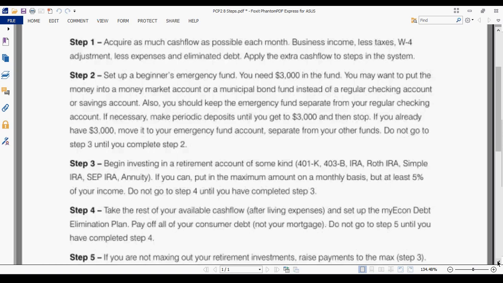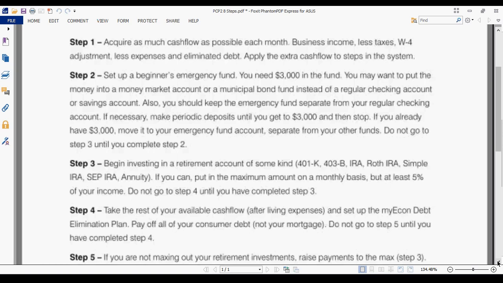Some of them have a maximum that you can put in, like you may not be able to go over $3,500 a month or something like that. Whatever the number is, you'll see it once you open up these accounts. But you want to put the maximum amount in. If you can't do the maximum yet, do at least 5% of your income. Once you open up your investment account, now you can move to step number 4.